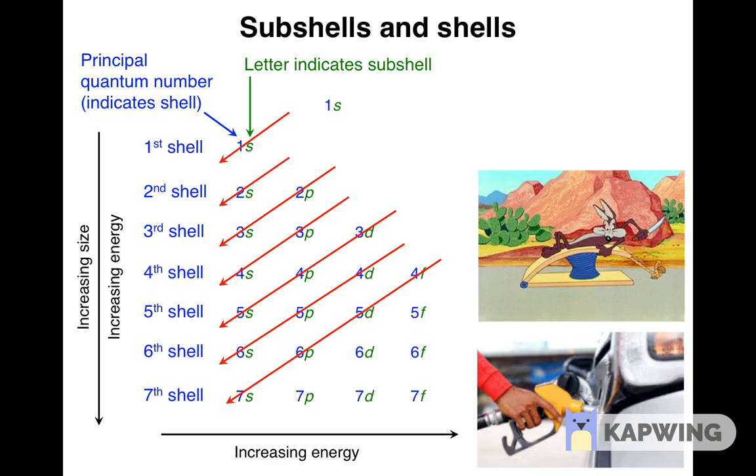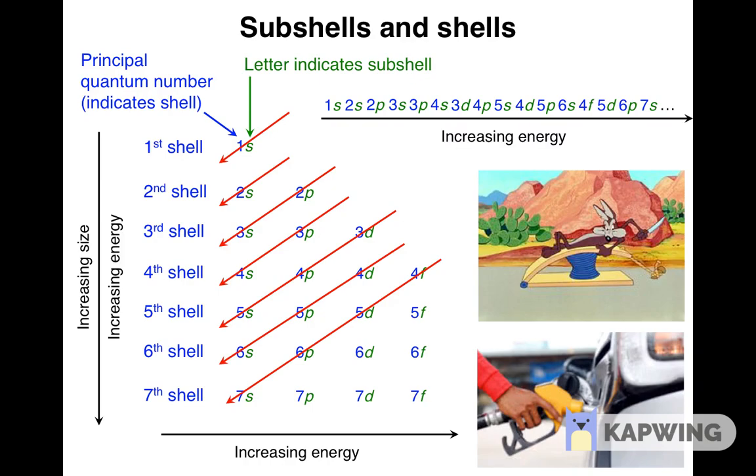So you will get 1s, and moving on to the second arrow from top, 2s, and moving on to the third arrow from top, 2p, 3s, and moving on to the fourth arrow from top, 3p, 4s, and moving on to the fifth arrow from top, 3d, 4p, 5s, and moving on to the sixth arrow from top, 4d, 5p, 6s, and moving on to the seventh arrow from top, 4f, 5d, 6p, 7s, and so on. The sequence of subshells is in the order of increasing energy of electrons that are found in, or as we say in chemistry, occupy these subshells.